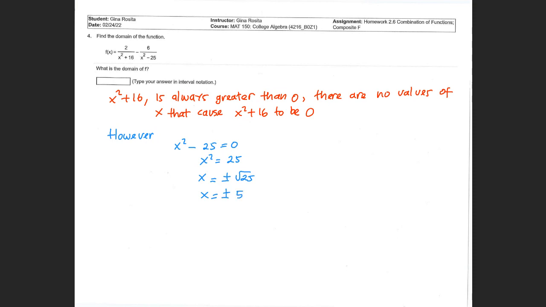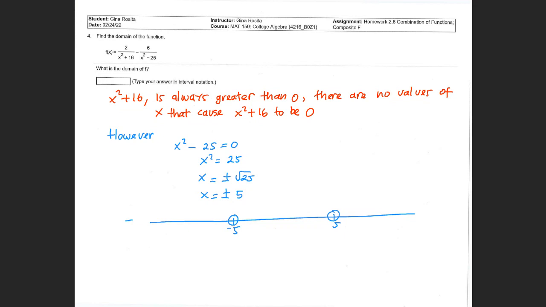The square root of 25 is 5. Okay, be careful with x squared minus 25, because if we plug 5 into the equation, 5 squared minus 25 is 25 minus 25, which is 0. So be careful for this one. x equals negative 5 and x equals 5. You have to be careful, okay? So these are not included in the domain. So you put negative 5 and 5, not included.